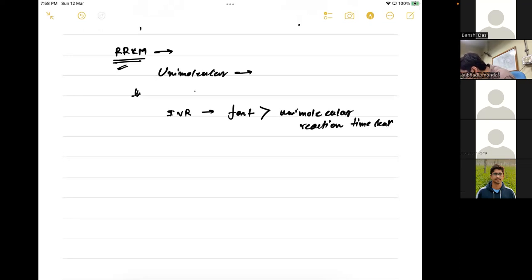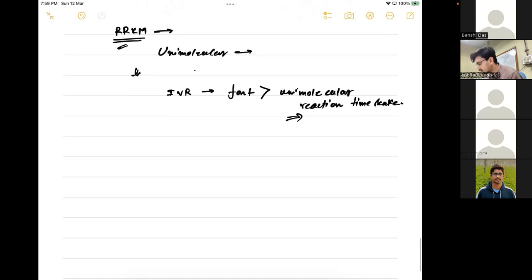Okay, so this is the main and very brave assumption. IVR is fast. That means all the initial energy will randomize immediately into all possible vibrational modes. This was the main assumption. By taking this assumption, here also we are neglecting the dynamics.